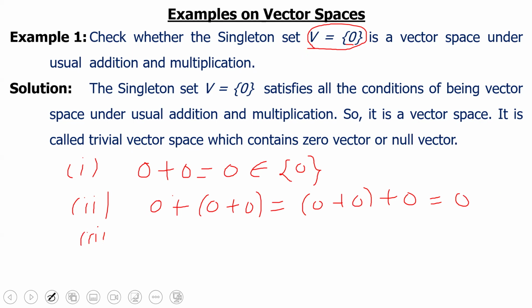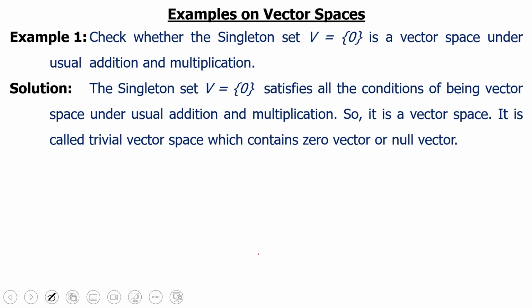The third property is called the additive identity property. So 0 is the additive identity of {0}. The fourth property is additive inverse. So 0 plus 0 is equal to 0. So 0 is the additive identity, or additive inverse, of itself. Now the fifth property is the commutative property. So 0 plus 0 equals 0 plus 0.